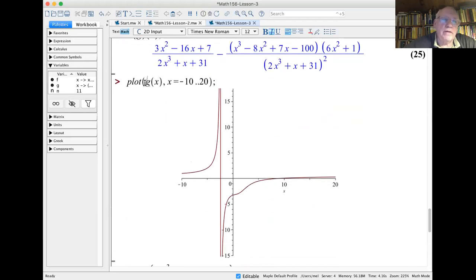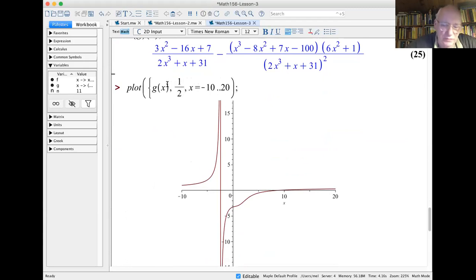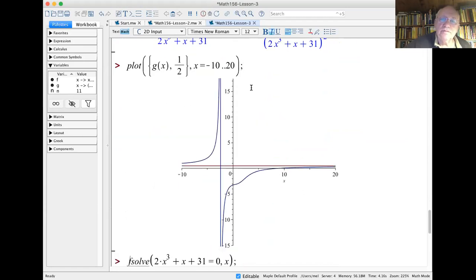Suppose on this graph, I plot not just g of x, but also the horizontal line 1/2. That just means the constant function 1/2. If I want to plot two functions on the same graph, I put the functions inside curly brackets. So this is the line 1/2. You see this function is getting closer and closer to it.